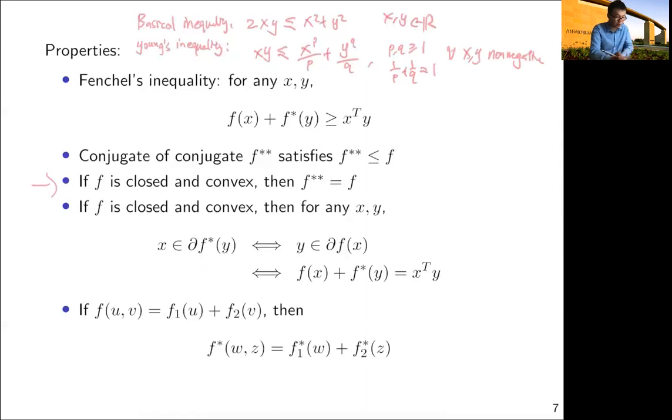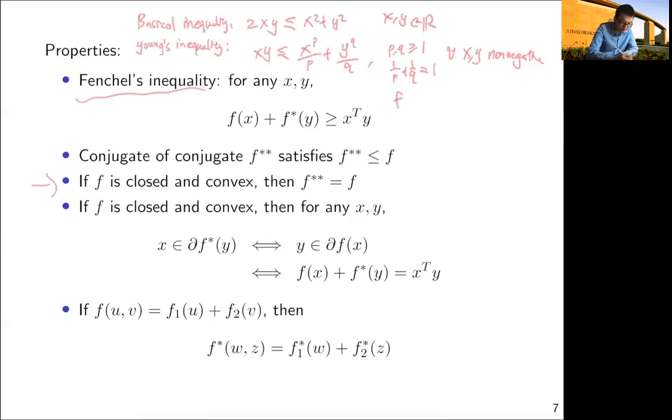Okay. So I argue that the Fenchel inequality is a generalization of these two things that you've seen and maybe used and might have a lot of experience with before. Let's see why that is the case.